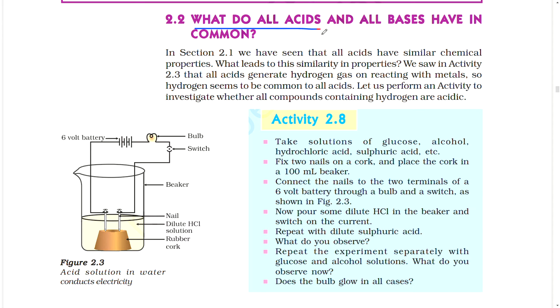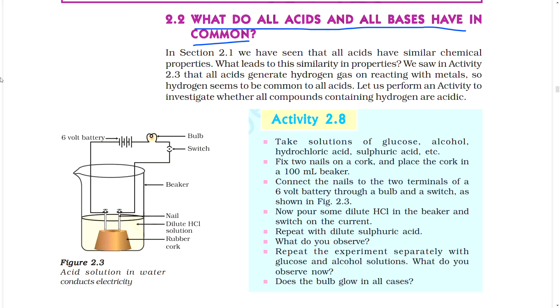What do all acids and all bases have in common? In section, we have seen that all acids have similar chemical properties. What leads to this similarity in properties? We saw in activity that all acids generate hydrogen gas when reacting with metals. So, hydrogen seems to be common to all acids. Let us perform an activity to investigate whether all compounds containing hydrogen are acidic.